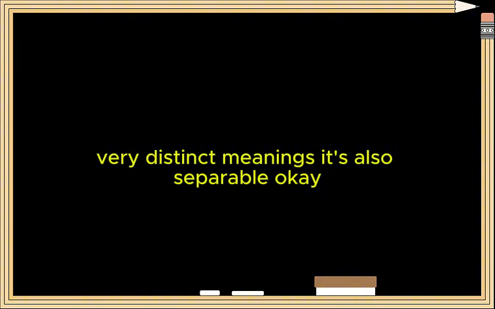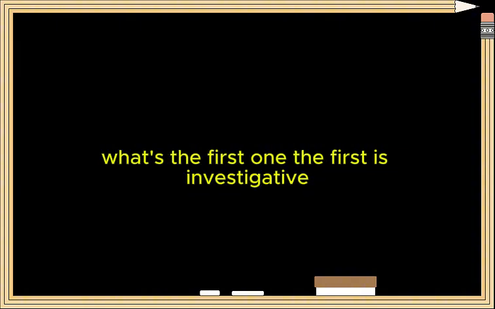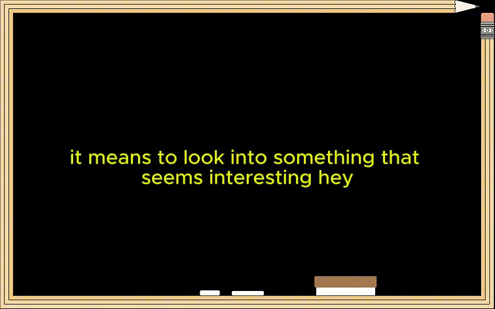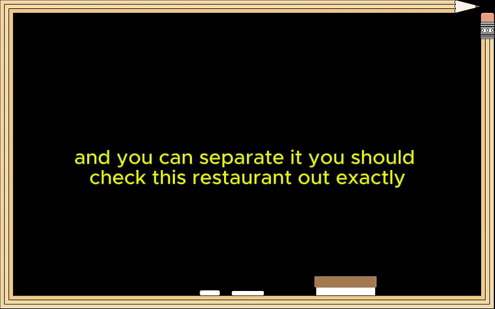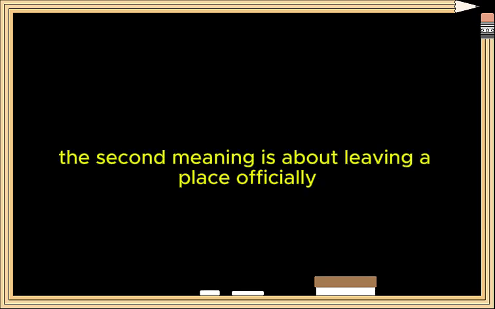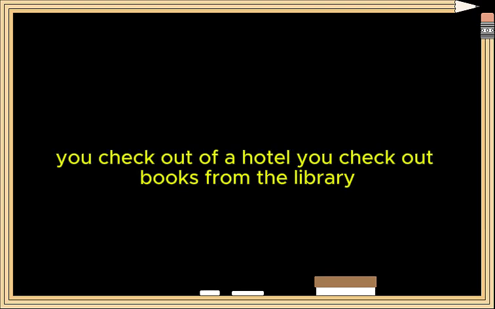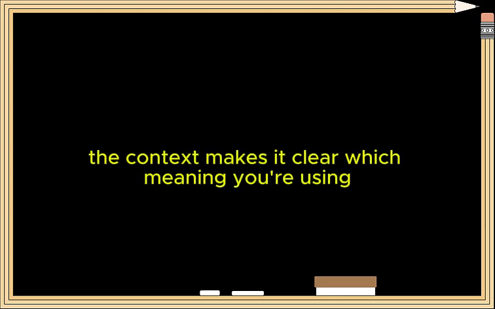It's also separable. Okay, what's the first one? The first is investigative. It means to look into something that seems interesting. Hey, you should check out this new restaurant downtown. And you can separate it. You should check this restaurant out. Exactly. The second meaning is about leaving a place officially. You check out of a hotel, you check out books from the library. The context makes it clear which meaning you're using.